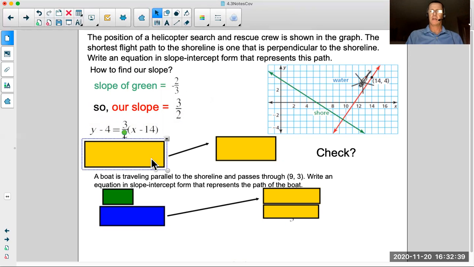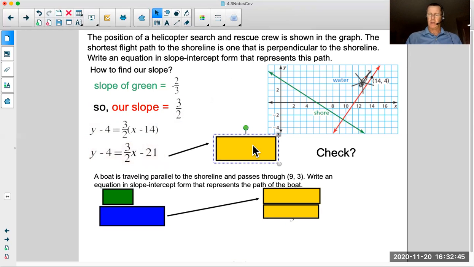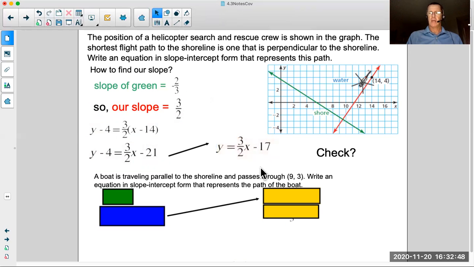And then they wanted us to write it in slope intercept form, so we're not quite done. Got to distribute and simplify. How could we check? We could find any other point on our line and plug in the coordinates. So looks like here's one. This is at what, 10, -2 right there. If I plug a 10 in here and a -2 right here, if I plug a 10 in, the 2 and the 10 cancel and become a 1 and a 5. 3 times 5 is 15. 15 minus 17 is -2. What did I plug in for y again? Oh yeah, -2. Check, check, it worked.